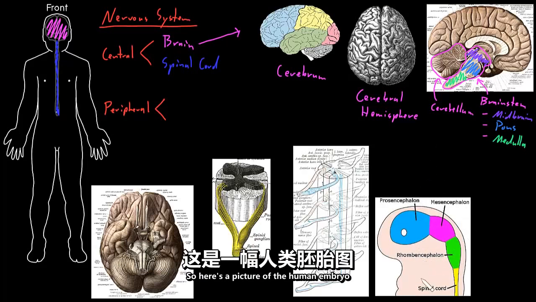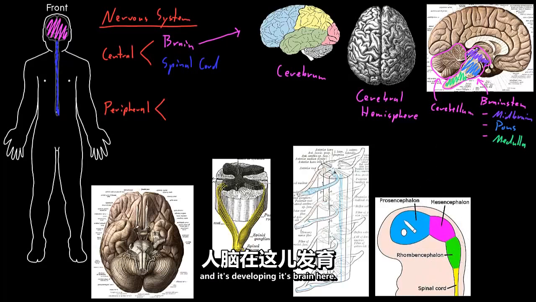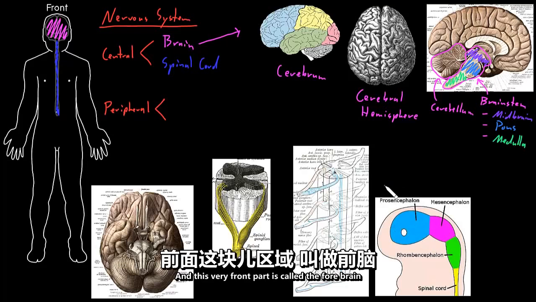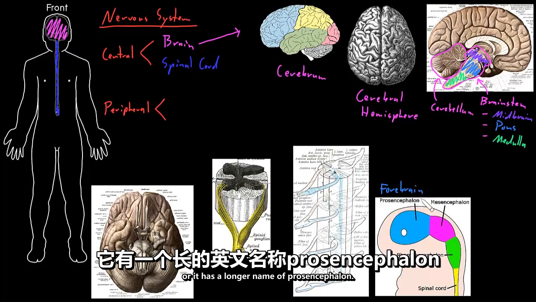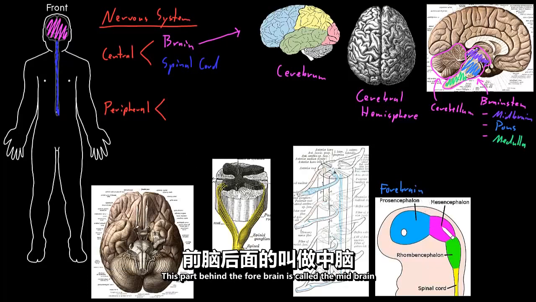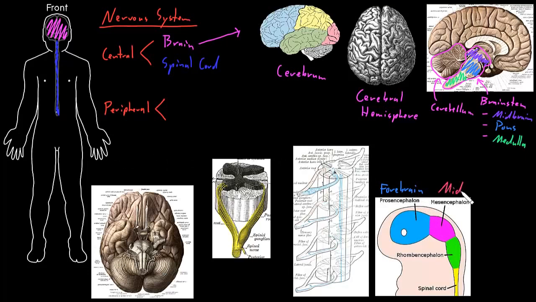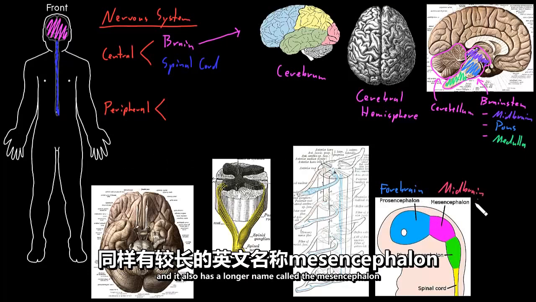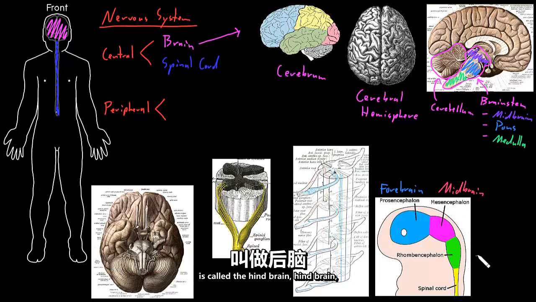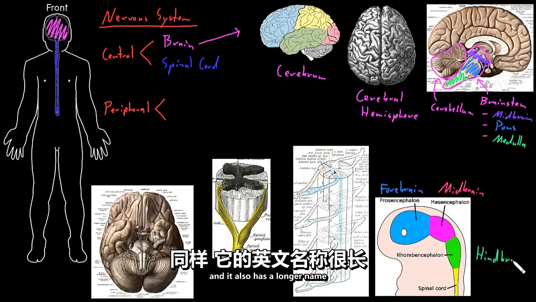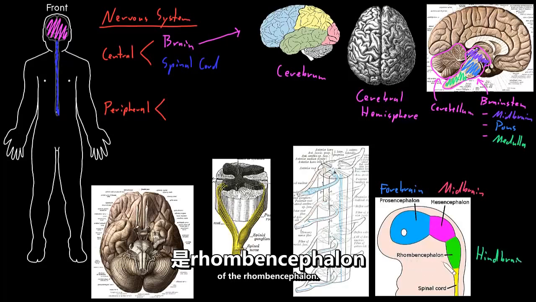So here's a picture of a human embryo, and it's developing its brain here. And this very front part is called the forebrain, or it has a longer name of prosencephalon. This part behind the forebrain is called the midbrain, and it also has a longer name called the mesencephalon. And then the part behind the midbrain is called the hindbrain. Hindbrain, and it also has a longer name of the rhombencephalon.